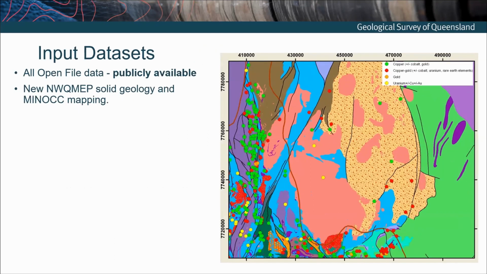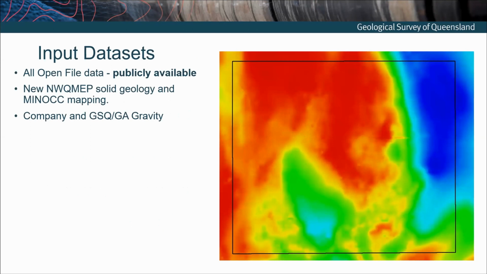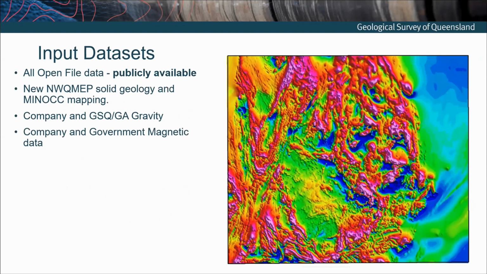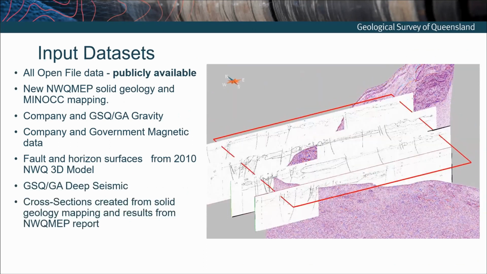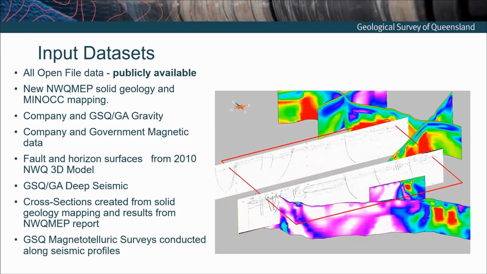A bit about some of the input data sets. As I talked about, this is all open file data publicly available, including the geology mapping and MinOc mapping, gravity data, magnetic data, faults and horizons from our Northwest Queensland 3D model, deep seismic data, cross sections that were done as part of the Northwest Queensland province model, and also MT data.